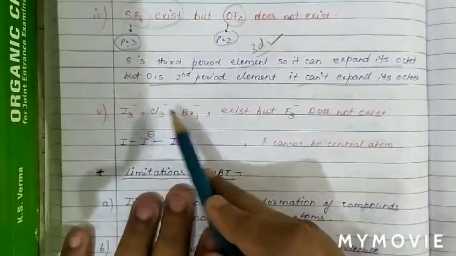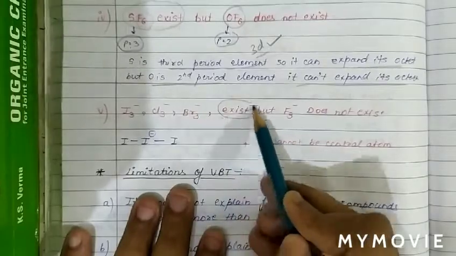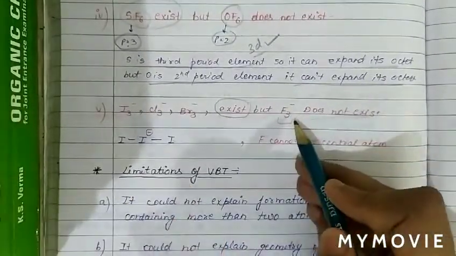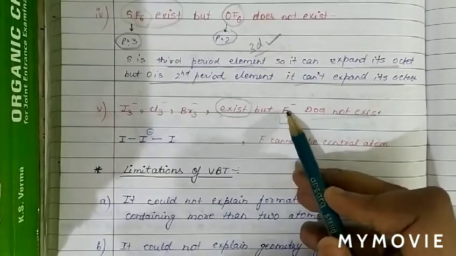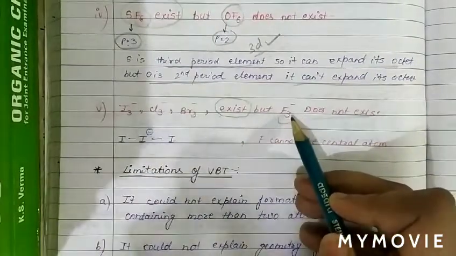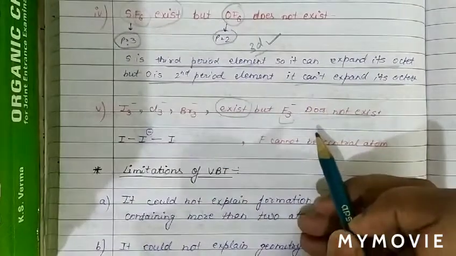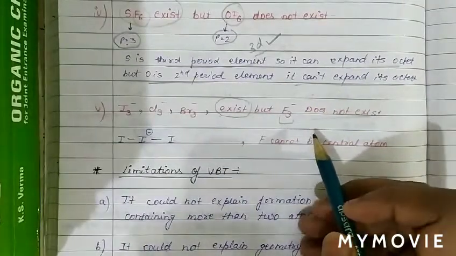I3 minus, Cl3 minus and Br3 minus exist, but F3 minus does not exist. Why does F3 minus not exist? While we were discussing the Lewis dot theory, there was one point about the choosing of the central atom.